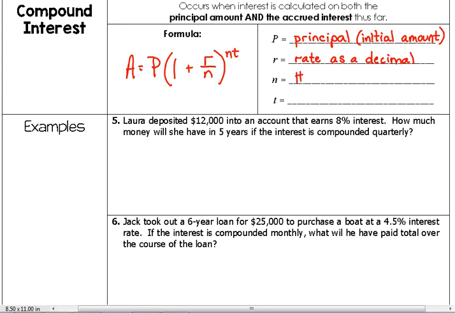N is the number of times per year the interest is compounded. I don't have time to write that the interest is compounded, but it's the number of times per year the interest is compounded. And then T is the number of years, or time in years. We'll write that, time in years.